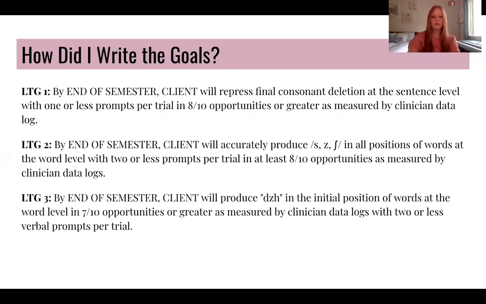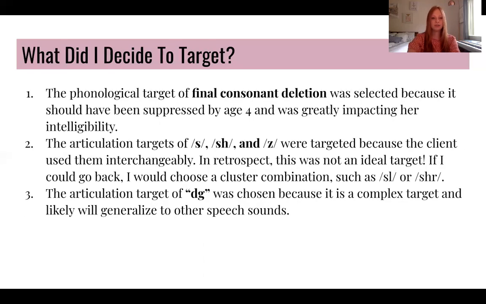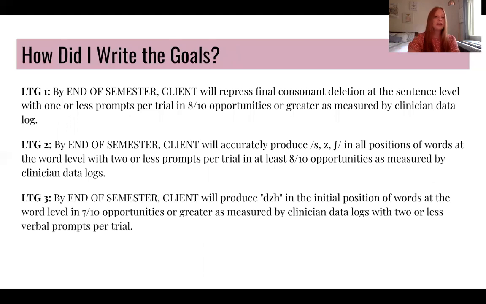Okay, so how did I write the goals? So let's go back. You can see that there were three things I decided to target: final consonant deletion, differentiating between S, SH, and Z, and pronouncing ja. The way that I wrote the goal is as follows. By the end of the semester, clients will repress final consonant deletion at the sentence level with 1 or less prompts per trial in 8 out of 10 opportunities or greater as measured by clinician data log.